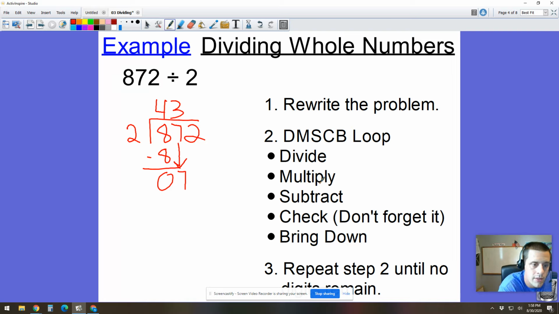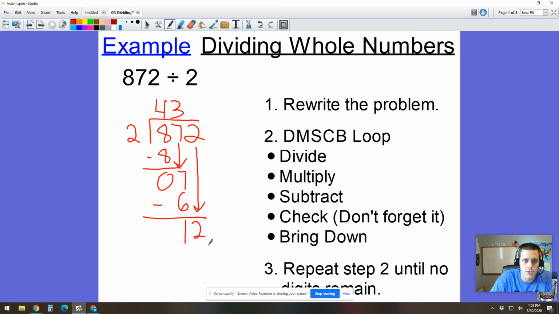Next step, multiply. 3 times 2 is 6. Ready for the S step, which is subtract. 7 minus 6 is 1. Check step. Don't forget it. 1 is less than 2, so I'm good to go. So we're going to bring down the next digit to get 12. And R, we're ready to repeat everything again.